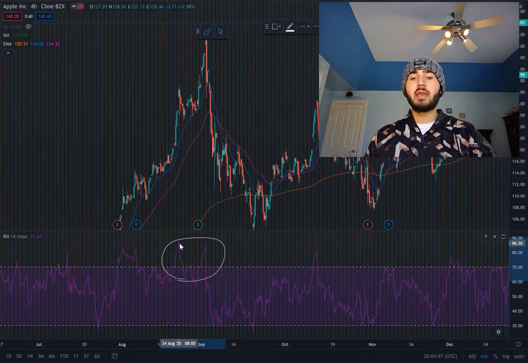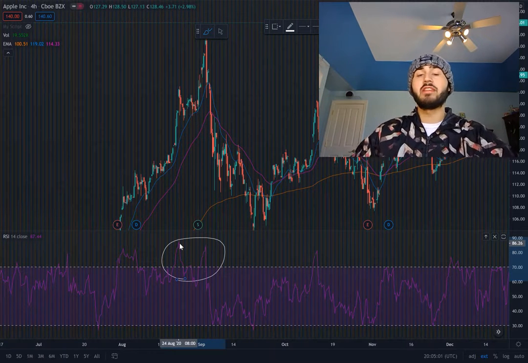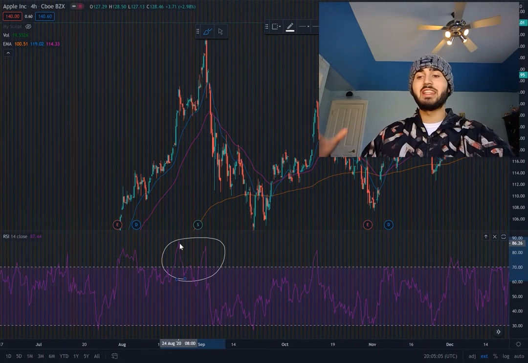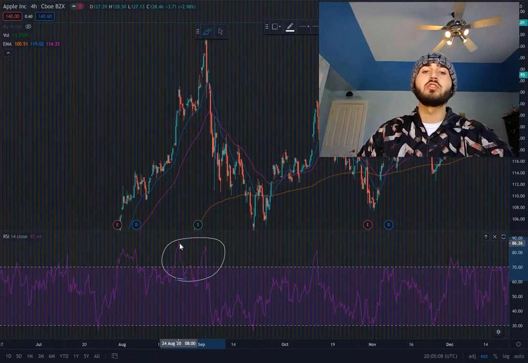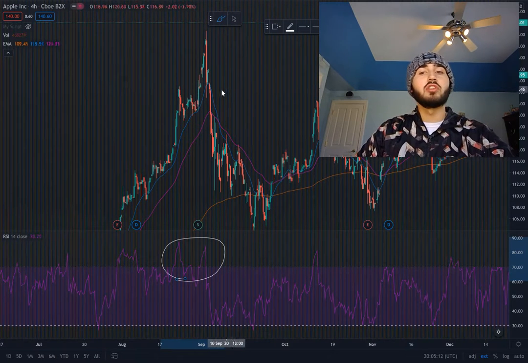You can't escape the correction of the RSI. The RSI is going to correct. So definitely, if you see yourself in the 90 range, sell out of a position because the RSI is going to correct and you're going to drop back down. Once again, this is not financial advice. This is my opinion. You can do with it whatever you want.